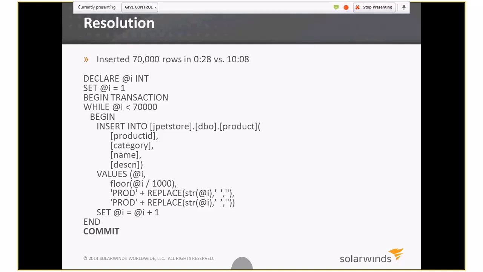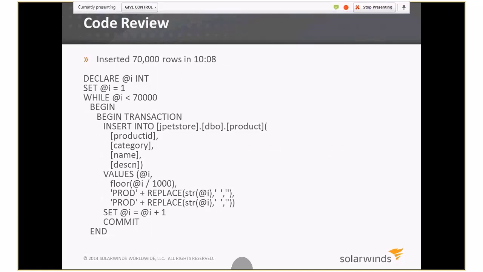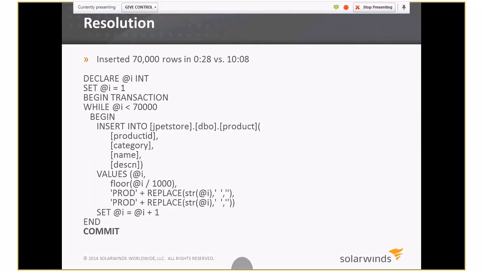Well, let's go back to what we found. If you looked at the original query, where is he doing the commit? Inside the loop, every record. So just by moving that commit out of the loop, we reduced it down to 28 seconds. Probably we could still do a little more tuning, but still, quite an improvement from 10 minutes.